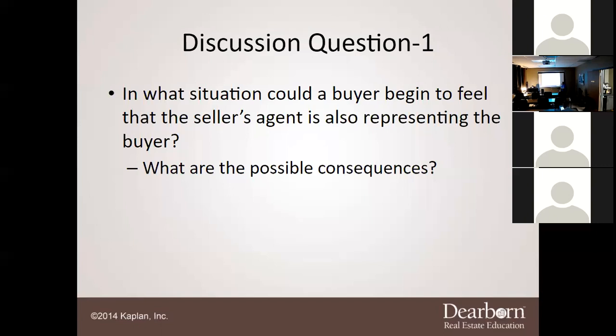So this first one: in what situation could a buyer begin to feel that the seller's agent is also representing the buyer? The situation is if the seller's agent is going over there giving advice to that buyer. For example, Miss Linda is representing Travis. She gets Travis under contract, and Travis tells Miss Linda, I could sell my house for $900,000, but I want to list it for $1 million.